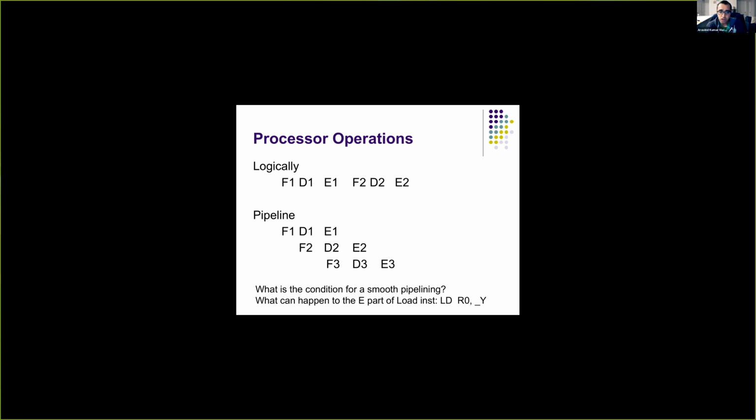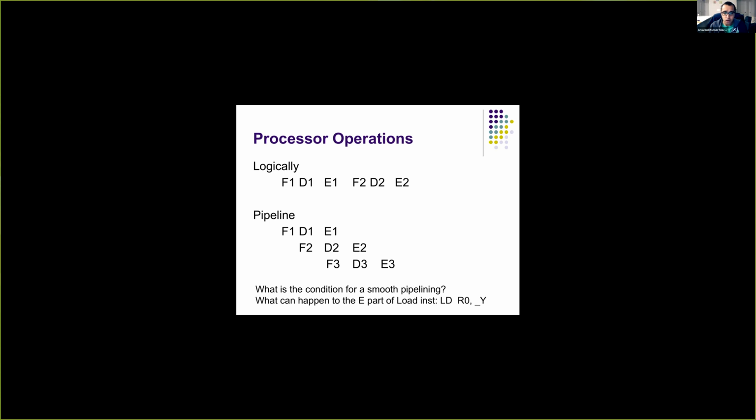And in order to ensure smooth pipelining, it's really important that instructions don't use the same unit at the same time. We don't want to have multiple instructions in the execution unit, right? So when all the units are occupied by different instructions and there are no multiple instructions occupying a single unit, that's the condition for smooth pipelining.